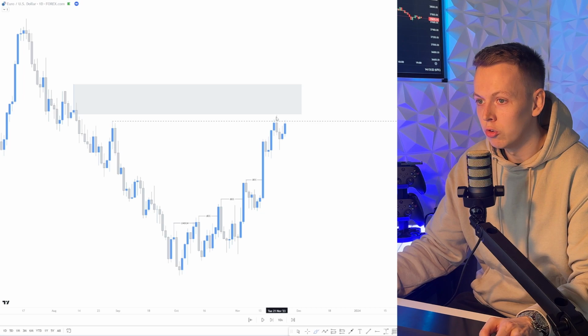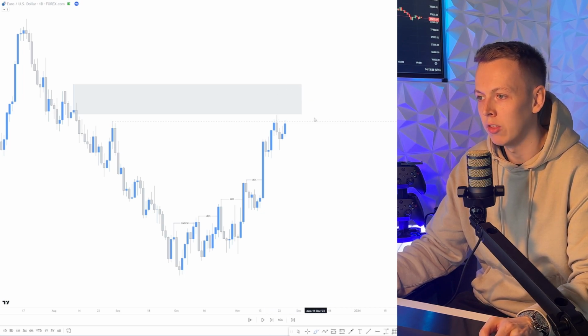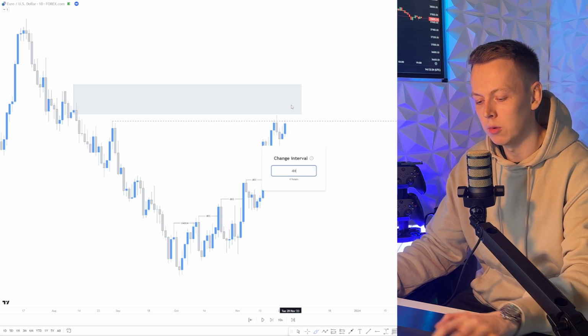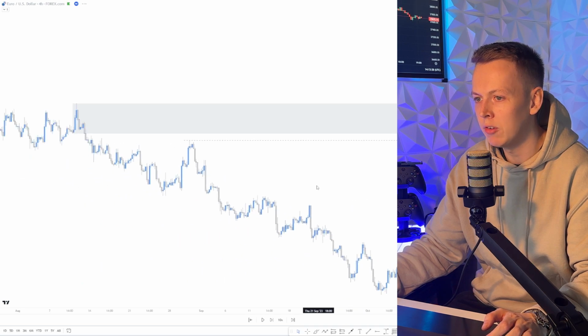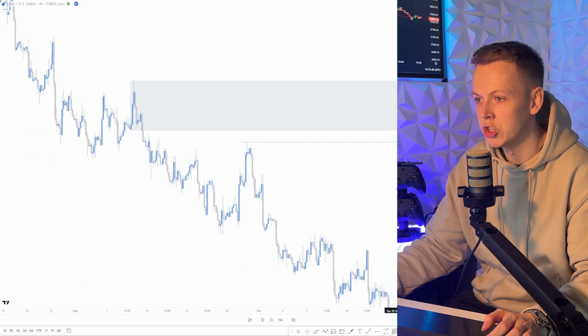Now, because we didn't actually tap into this zone, I'm a little bit cautious about the type of reaction that we're going to get from this area, unless of course we can refine this down to a lower time frame. So what I'm going to do is drop down to the 4-hour time frame now, and we're going to have a look at what this zone is actually showing us.